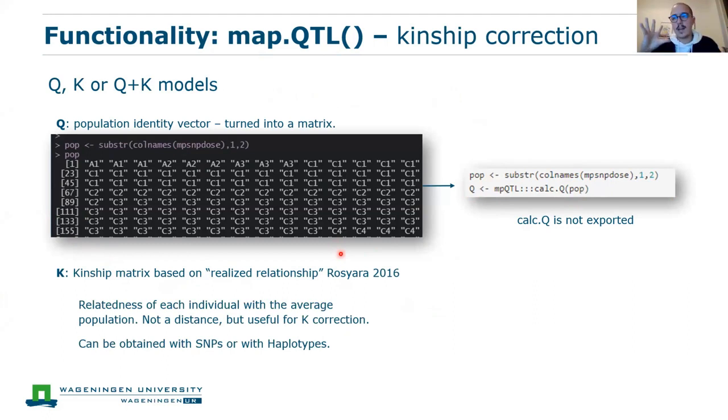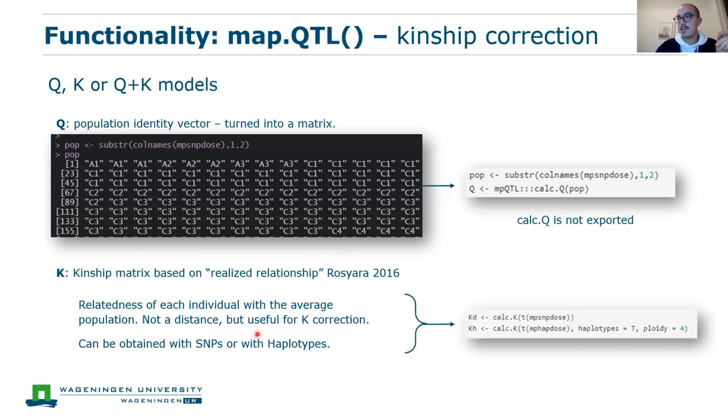Is a sort of relatedness. So if you look at the K matrix, which you can, it's not really a distance measure, but it's very close to it, and it's fast to compute, and it's useful for the kinship correction. But just so you know, if you look at the values, they're a bit strange from what you normally get with other kinship measures. And again, it can be obtained with SNPs or haplotypes.